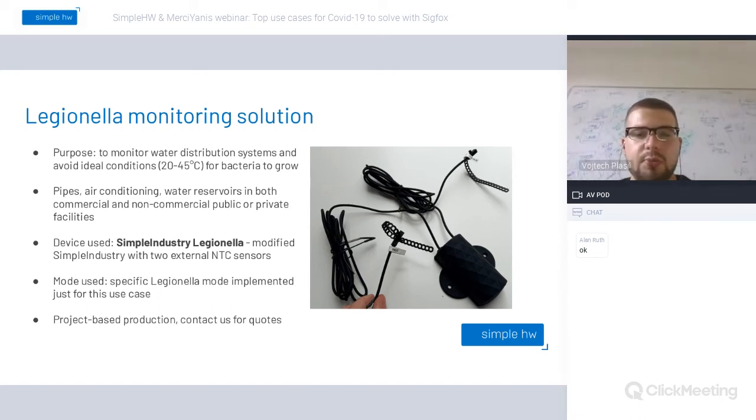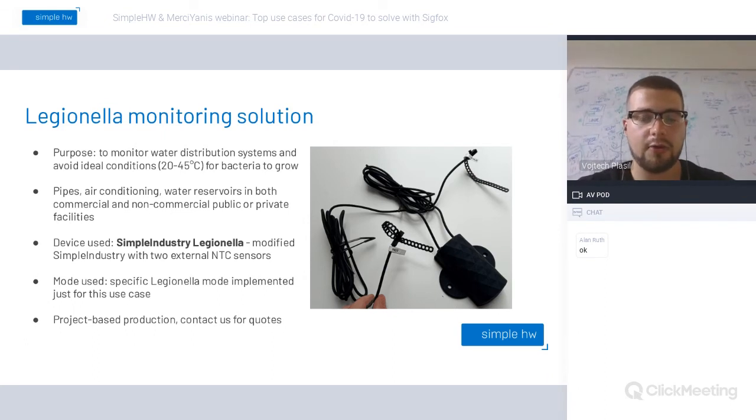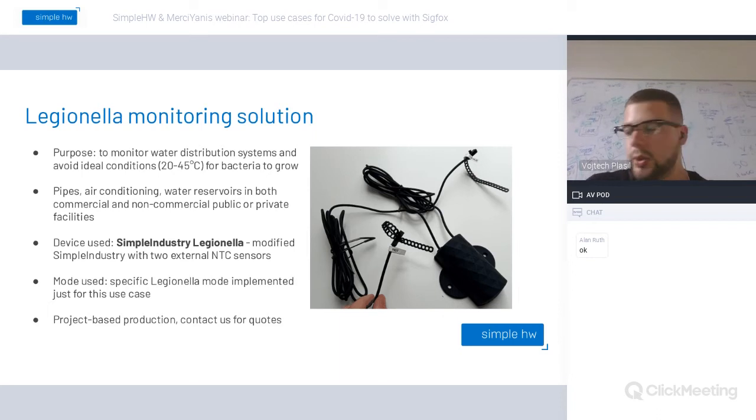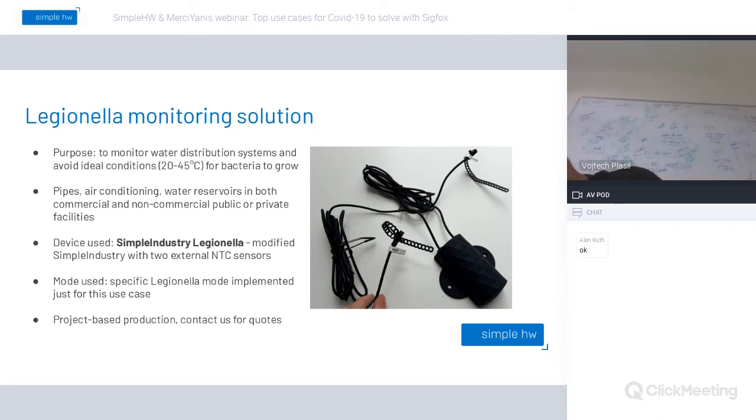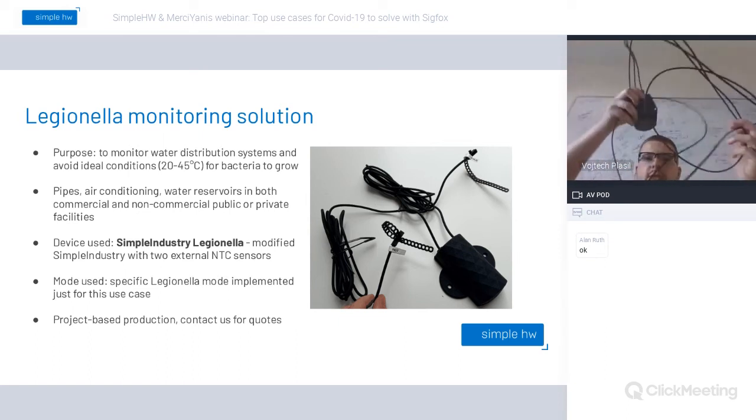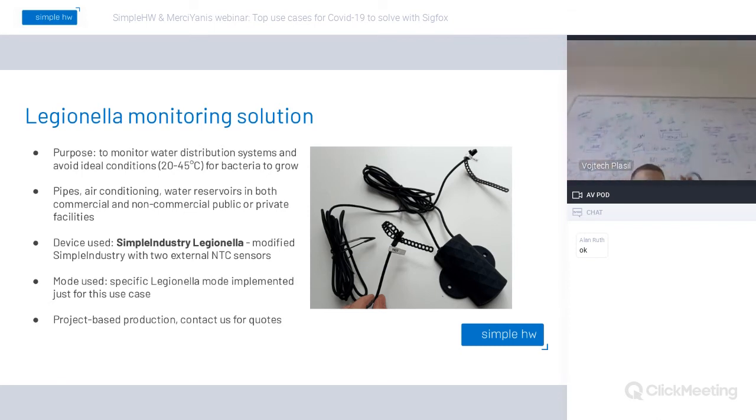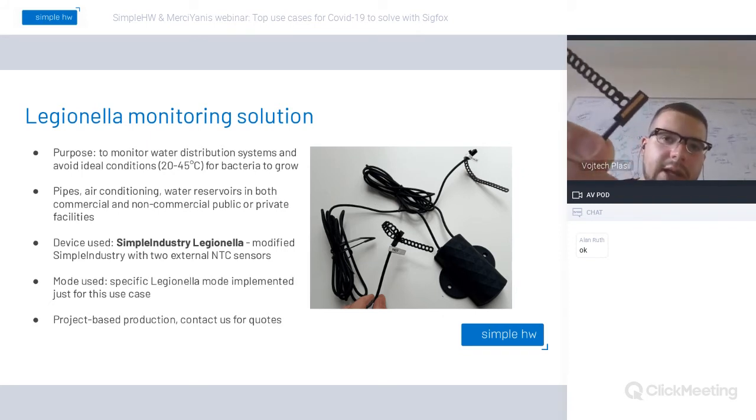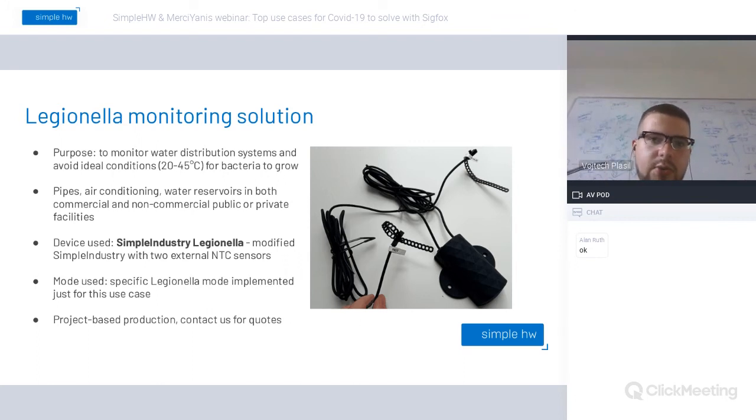What we do in order to prevent the growth of the bacteria is that we monitor the temperature of the water, and we do it through pipes. And as you can see in the picture, we have a simple industry device with two external cables. I'll show it on camera right here. This is what it looks like. The NTC cable is a cable like that, which has a metal tip like this at the end. You stick it to a pipe and it measures the temperature with a very high precision.